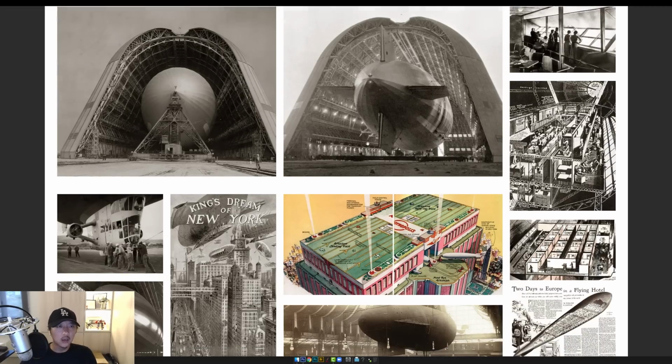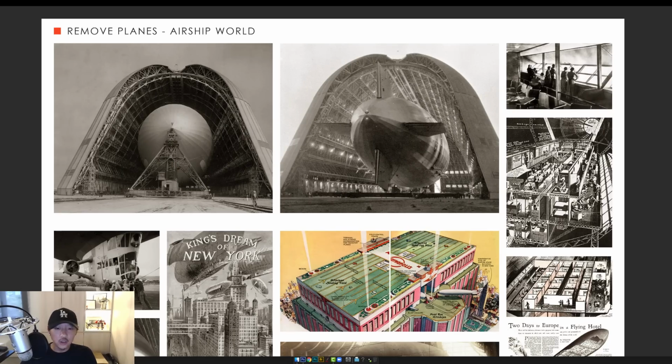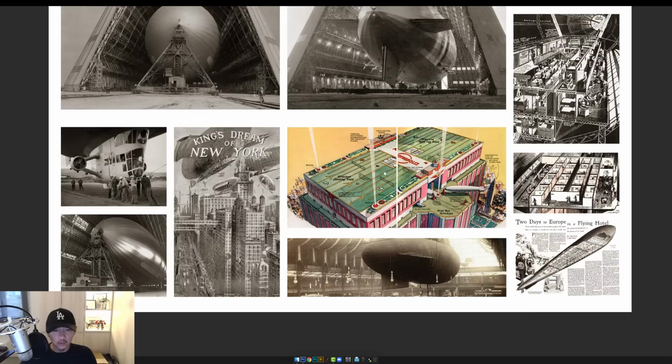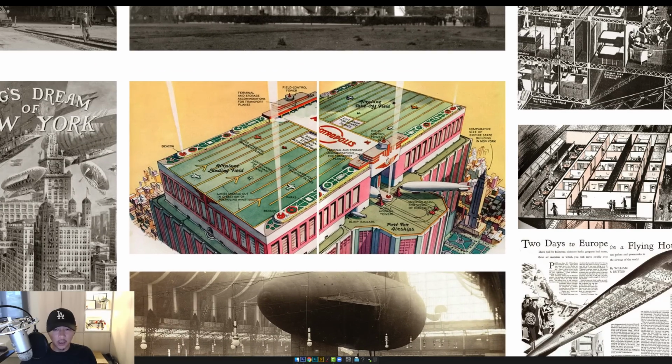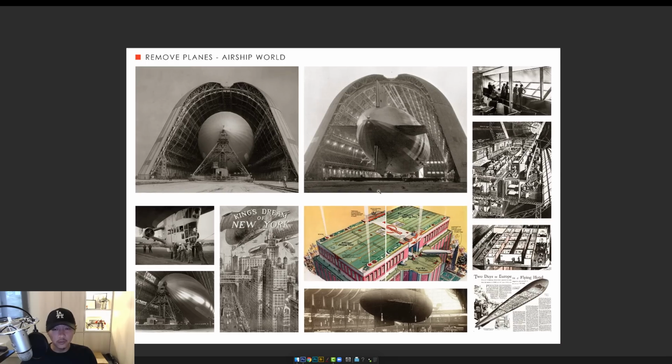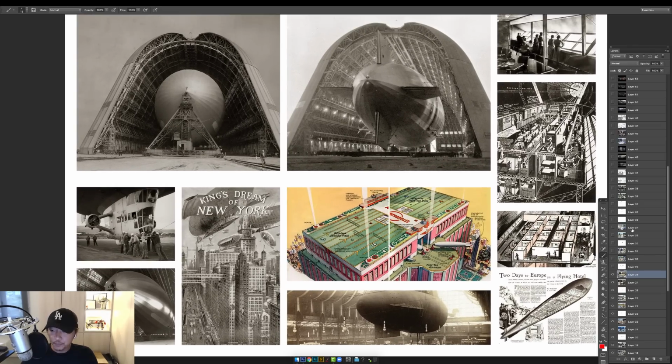Next, remove functionality. For example, what if there were no airplanes and airships became the norm? Airships are pretty cool. They're heavily function-driven. So imagine a city that's powered by airships. Malls, shopping, all this kind of stuff exists. You don't have to do anything. Just put it in a portfolio, and it's pretty cool.